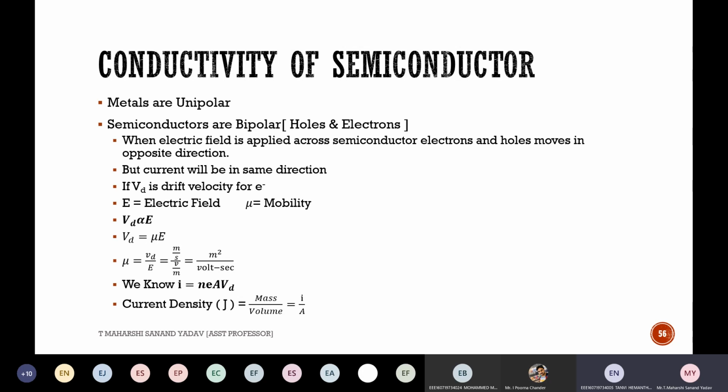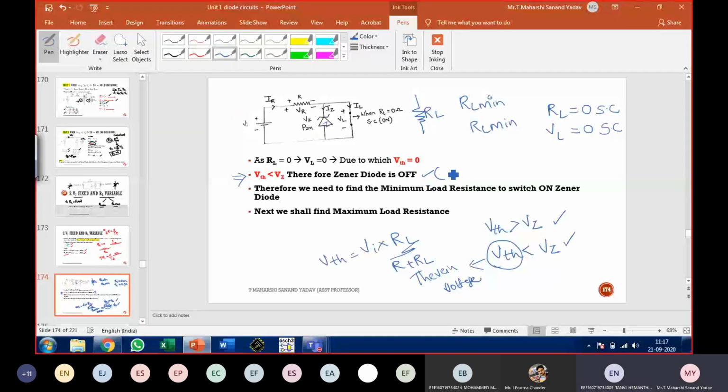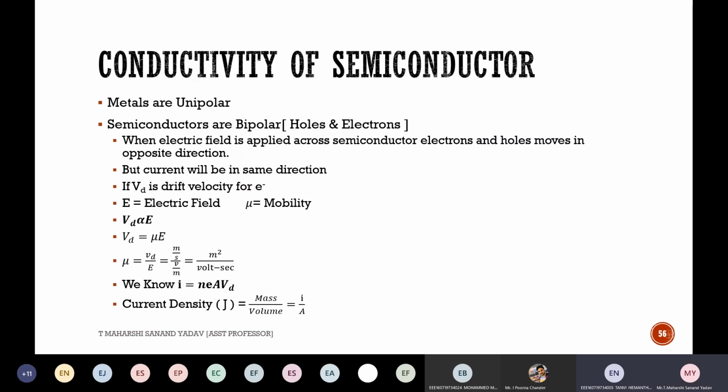Now, if VTH is less than VZ, is the diode on or off? VTH less than VZ. Yes, the diode is off. Is it an open circuit or a short circuit? It is an open circuit.